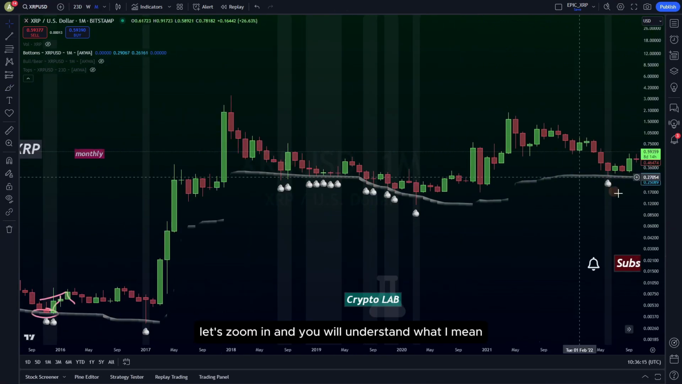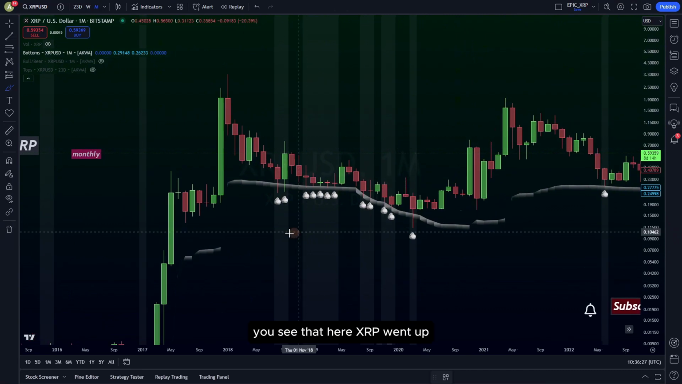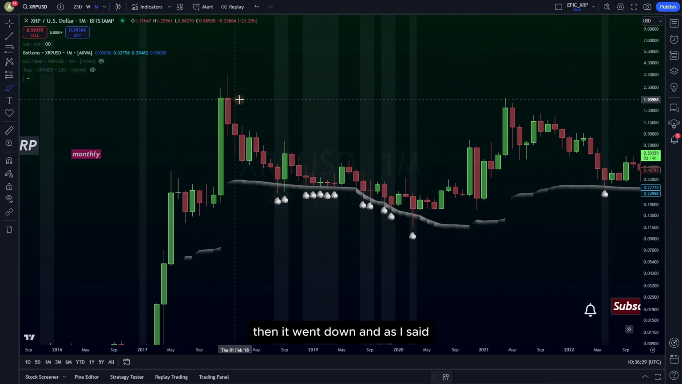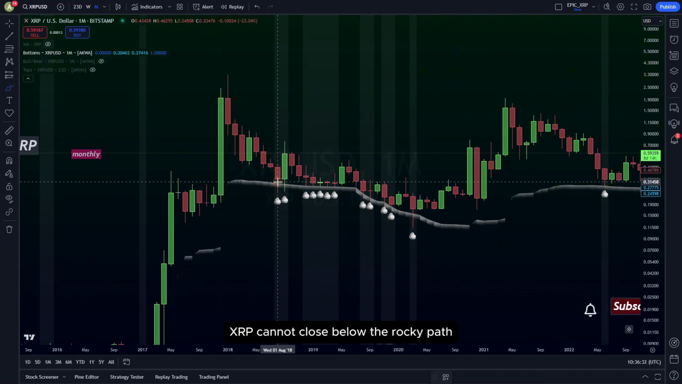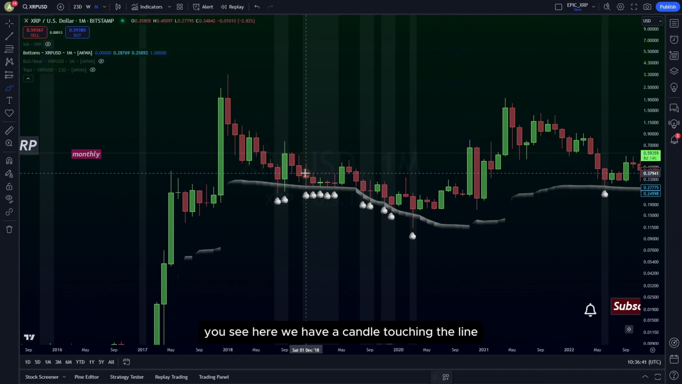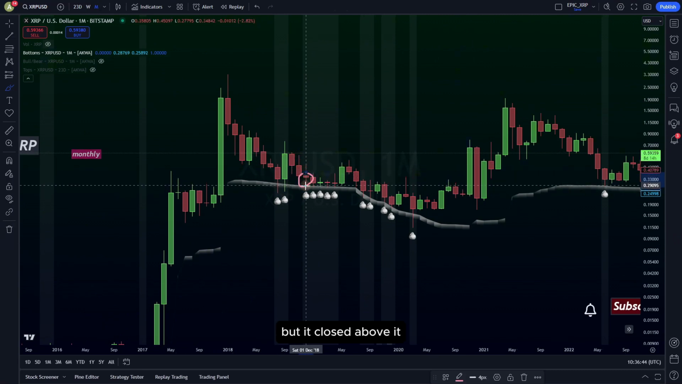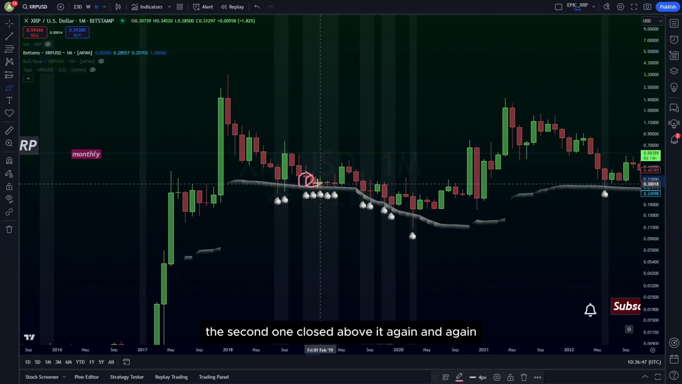I hope that I'm clear, but it will be clearer with this phase. So first, let's zoom in and you will understand what I mean. You see that here XRP went up, then it went down, and as I said, XRP cannot close below the rocky path, so we have a close above it, and we have a move to the upside. But with the second candle, you see here, we have a candle touching the line, but it closed above it. The second one closed above it again, and again. Every time we pierce the line, you have a candle closing above the rocky path.